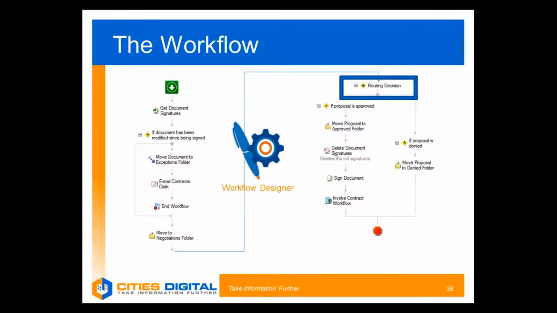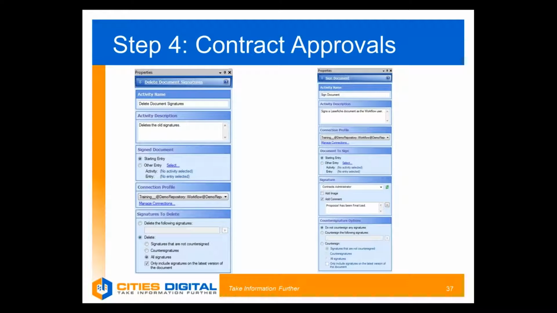Okay, so from here, the contracts administrator will review the proposal. They update the value of the contracts administrator approval field. Again, if the proposal is denied, we would move it into a denied folder. The contract status would be set to denied. Contracts clerk is notified by email that it has been denied. If it is approved, we can also, again, notify the people that it's been approved. It would then move on to the next portion of the workflow.